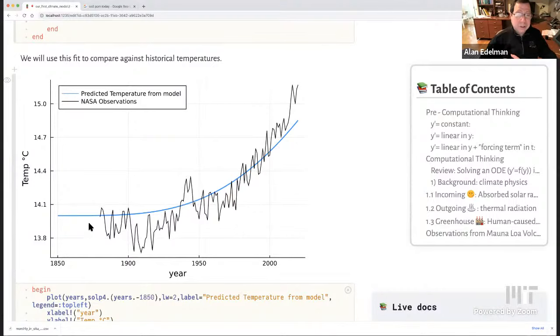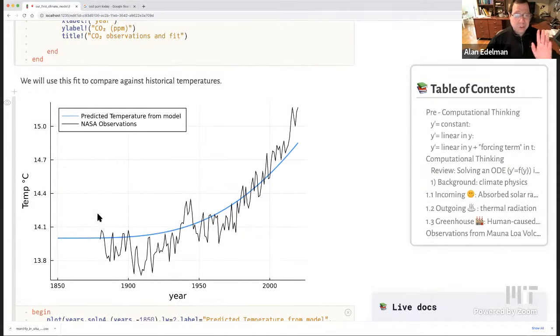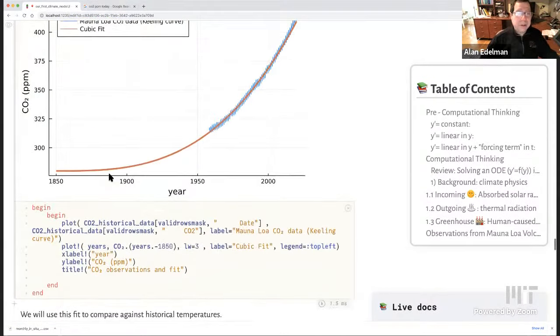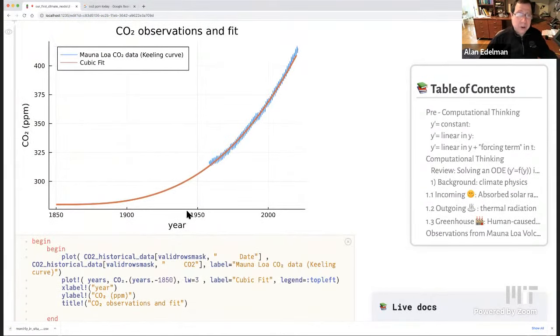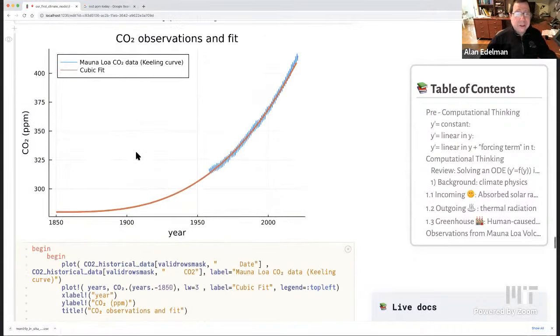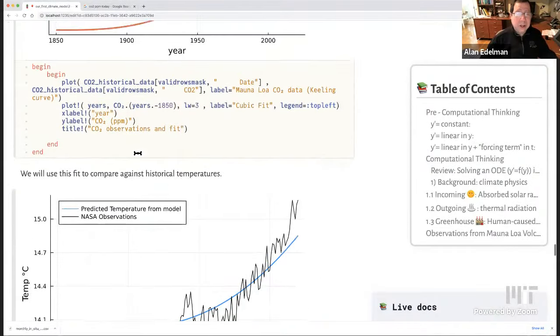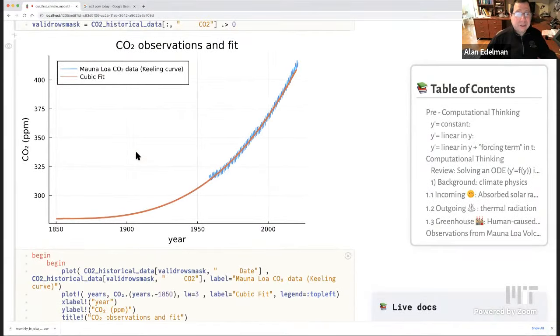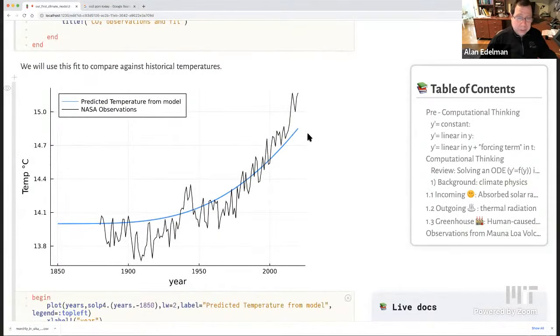What are we checking here? Just in case you've lost track, let me remind you, this is carbon dioxide as a function of time. It doesn't have temperature. And we're asserting that there's a correlation between larger carbon dioxide and larger temperatures.